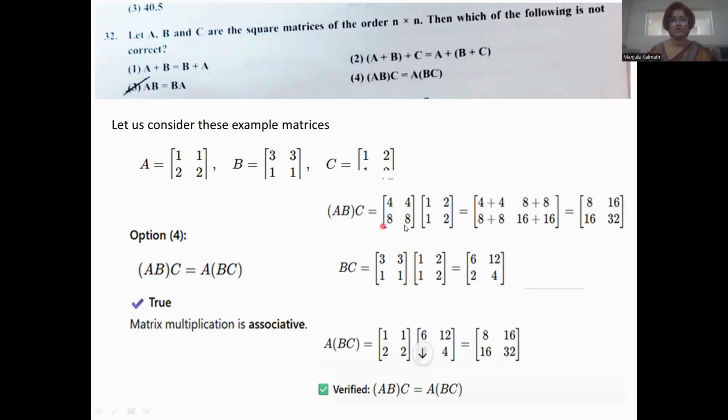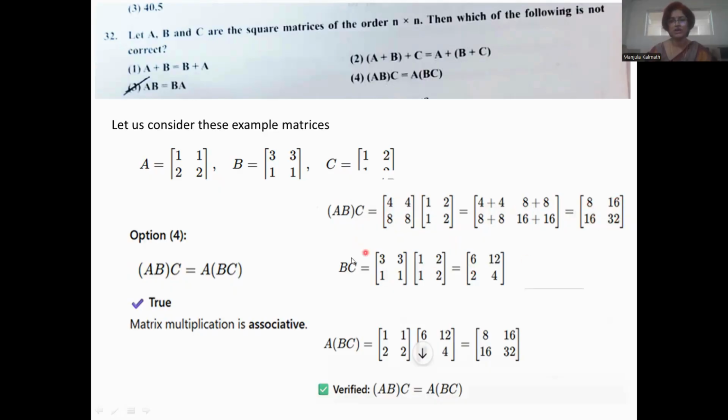So A into B we have already calculated. That is 4, 4, 8, 8. Then we have to multiply with the C. So 4, 4 into 1, 1, first row, first column, first row, second column. That is 4 plus 4, 8, 8 plus 8, 16. Then 8 into 1, 8 into 1, and 8 into 2 plus 8 into 2. That is 16, 32. So 8, 16, 16, 32.